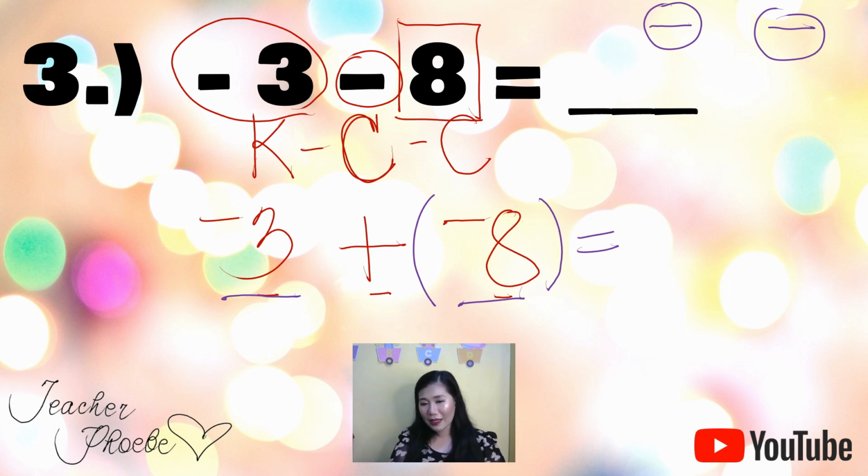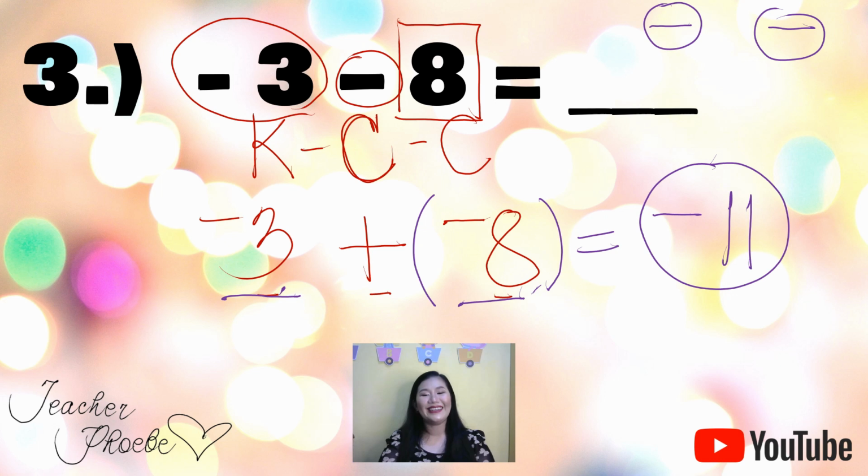So, kapag nagkataon na parehas sila negative, ano nga sabi natin nun sa rule? Gagayahin lang natin, bibilangin lang natin lahat kung ilan silang negative. So, your final answer is negative, and then i-plus nyo na lang yung number na 3 at saka 8. 3 plus 8 is equal to what? Correct, 11. So, your final answer for number 3 is negative 11. Yan na yung sagot doon sa tanong na negative 3 minus 8.